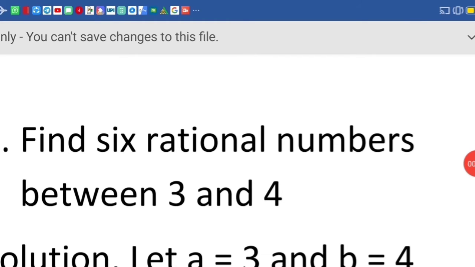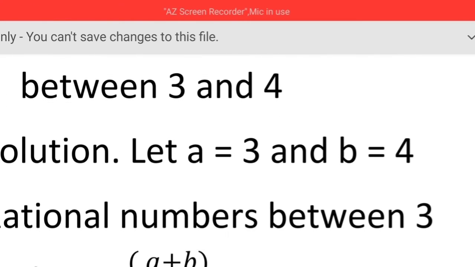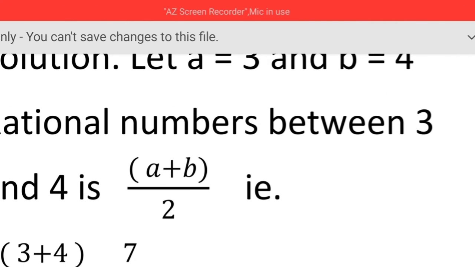Second question is, find 6 rational numbers between 3 and 4. Let us go to the solution. Let A is equal to 3 and B is equal to 4. So, rational numbers between 3 and 4 is equal to (A plus B) by 2. A is equal to 3 and B is equal to 4.